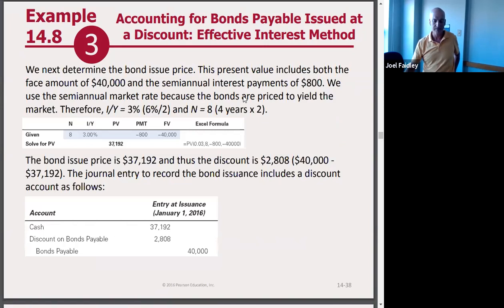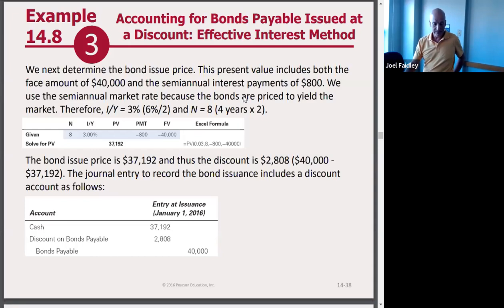Effective rate of interest, market, same thing. Market rate of interest is the same thing as the effective rate of interest. 0.03, 8 periods, there's your 800, there's your 40,000. So what does that generate? 37,192. So you are willing to pay me 37,192 to only get 4% interest, when you could go to Taylor Stevenson and get him the full 40,000, but you're going to get what? 6% interest. See how that works? Makes sense? It's logical.